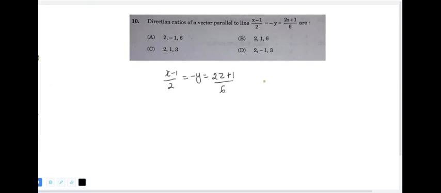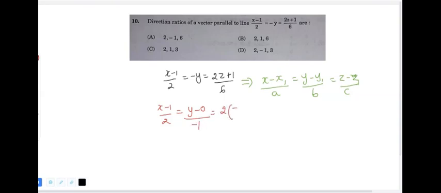So to find the vector parallel to the line, that is the direction ratio, we have to arrange this equation in the form of (x minus x1)/a = (y minus y1)/b = (z minus z1)/c. So we'll rearrange this and write it in the form of (x minus 1)/2 = (y minus 0)/(minus 1). In the third term, 2 we can take common, it will become (z plus 1/2) divided by 6.